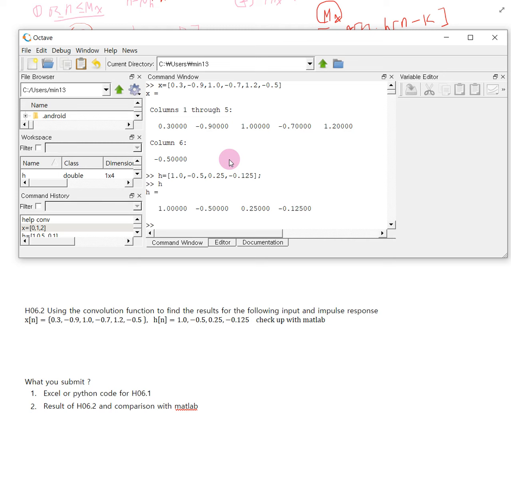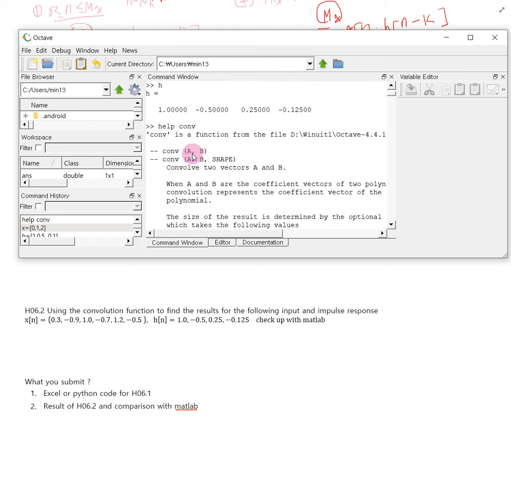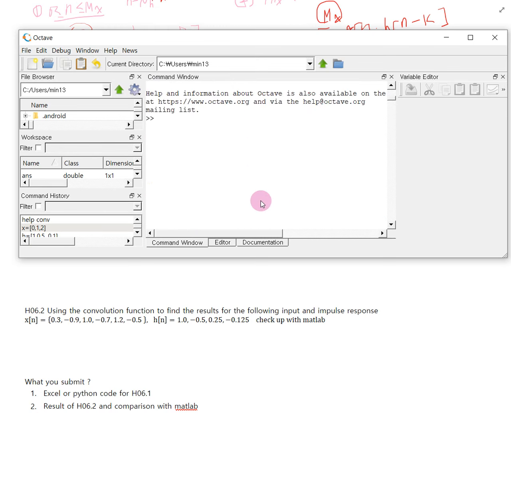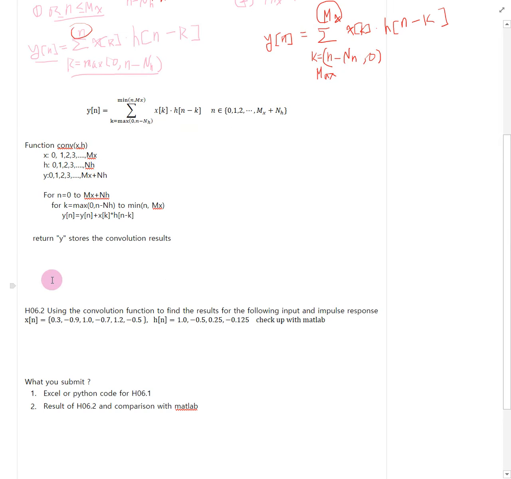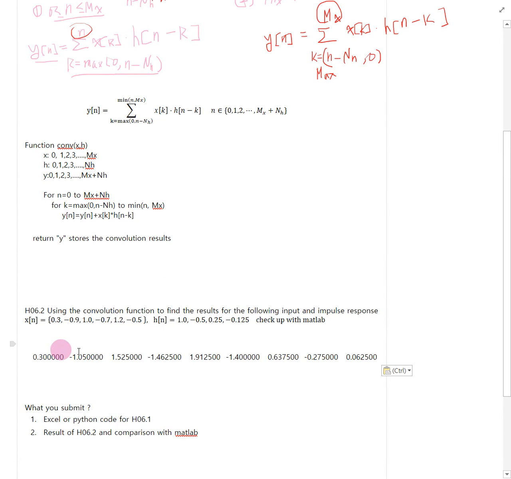MATLAB has its built-in convolution function. You can use convolution between these two input sequences. And y equals convolution of x and h. Then you get the result. Here it is, this sequence. This is the sequence from MATLAB. This one over here is the result from MATLAB.